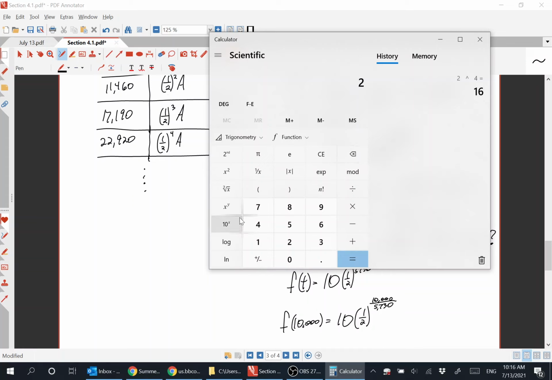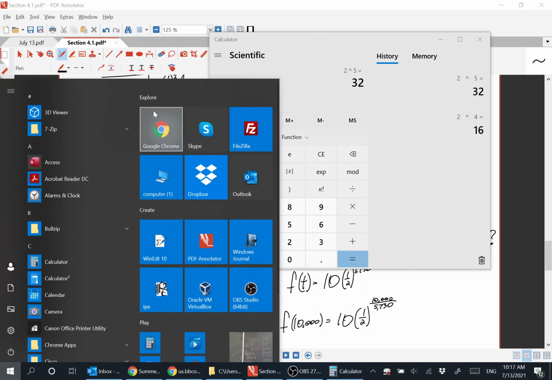Right? Or 2 to the 5th, right? That's 32. Right? 2 exponent to the 5th. And if you want to do exponents on the computer screen, or in a browser or on Wolfram Alpha, the symbol that's used for exponent is this little caret mark, and that's above the 6 usually on your keyboard. All right, we're using that.